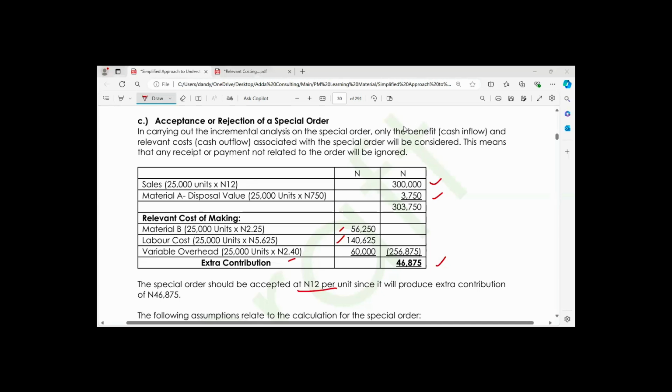I know acceptance and rejection of a special order is still a topic we'll take in the course of the... Yes, it's a topic on its own. Yes, sir. But then, under the relevant cost of making the special order of 25,000 for material B, you said that we are going to get the 25,000 units at the replacement cost of 2 naira 25 kobo. And I begin to wonder, why do we have to source for a replacement when we have 30,000 units of material B in stock?